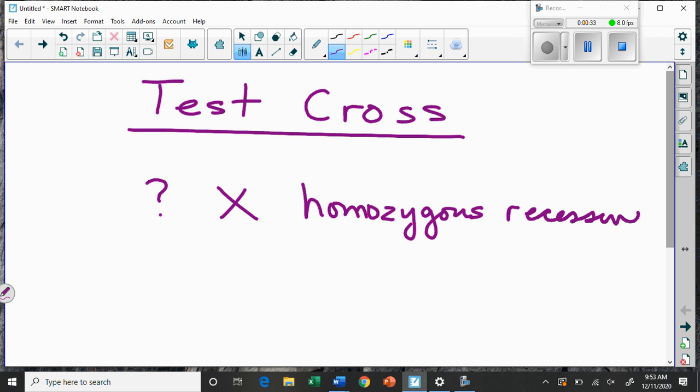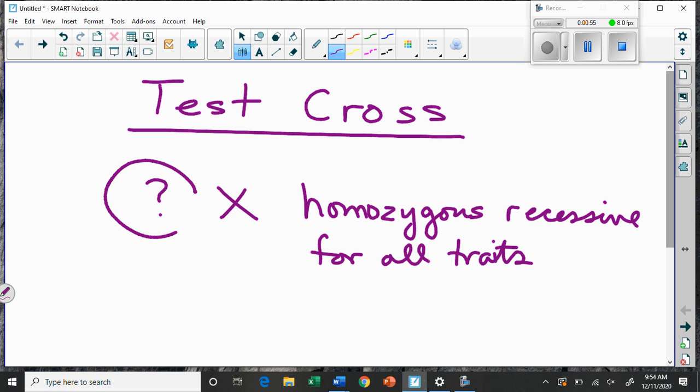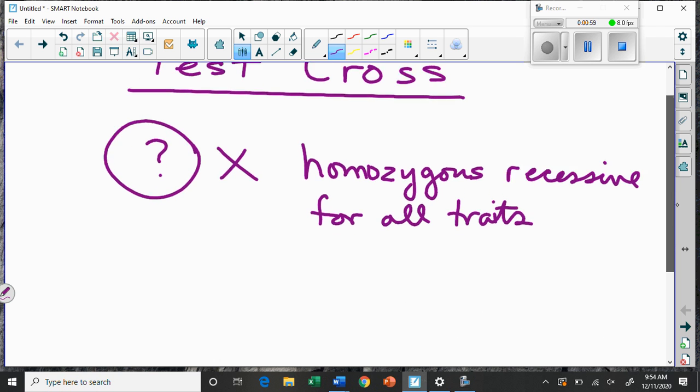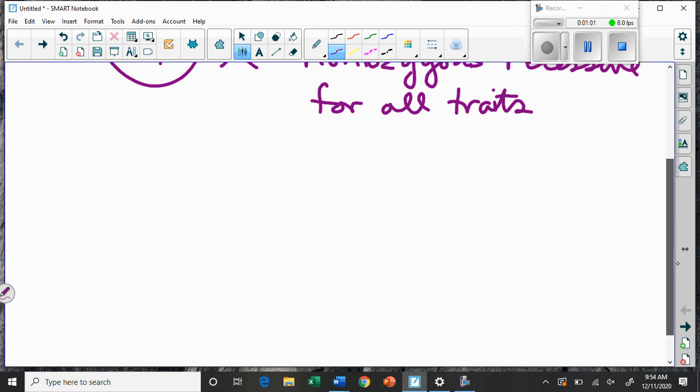Now, if you're doing a single cross, you use the homozygous recessive for that trait. If you're doing a dihybrid cross, you have to do homozygous recessive for all traits. All traits. And the reason for that is because if we do that, we will get very specific ratios of offspring, and we can use those ratios to sort of backtrack and figure out what the other parent must have been. So let's just look at the possible ratios that you could get.